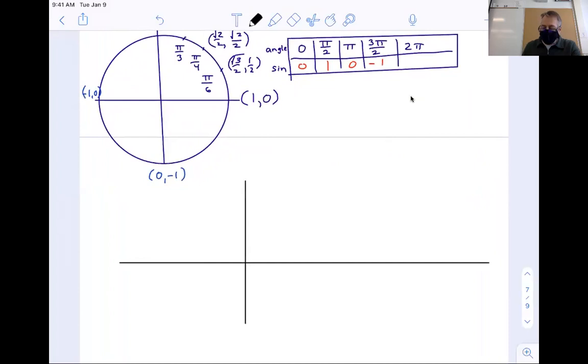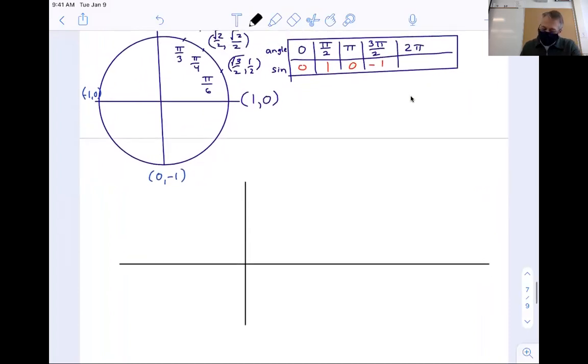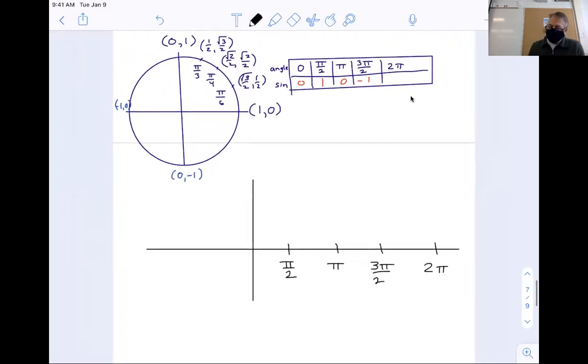And on that graph, on the x-axis, my x values are going to be my angle measures. So I'm going to put 4 notches here. I had pi over 2, I had pi, I had 3 pi over 2, and then I had 2 pi. So along my x-axis, again, I have pi over 2, pi, 3 pi over 2, and 2 pi.